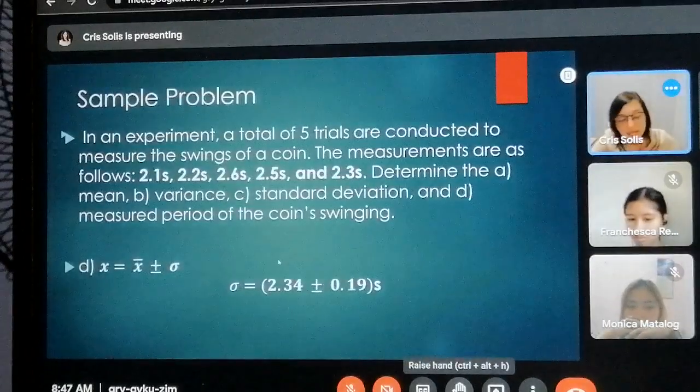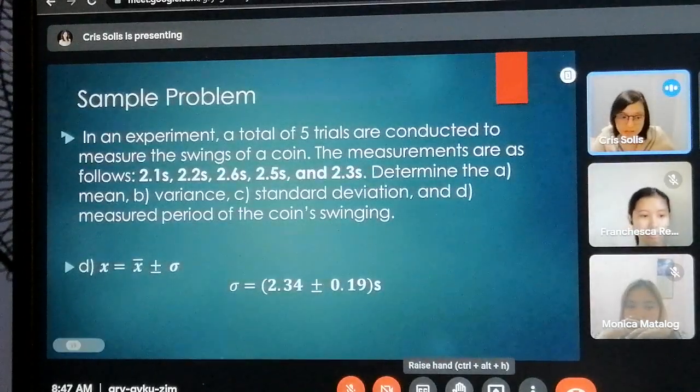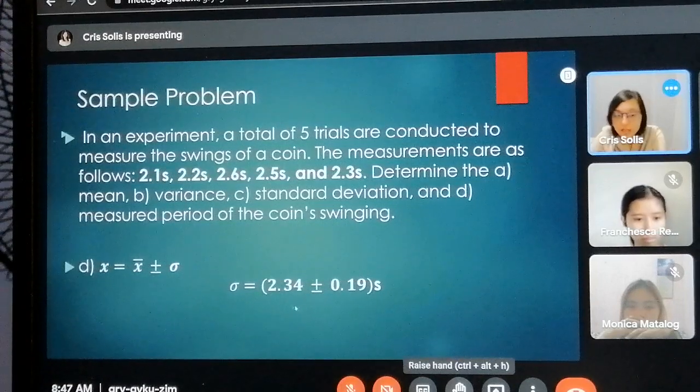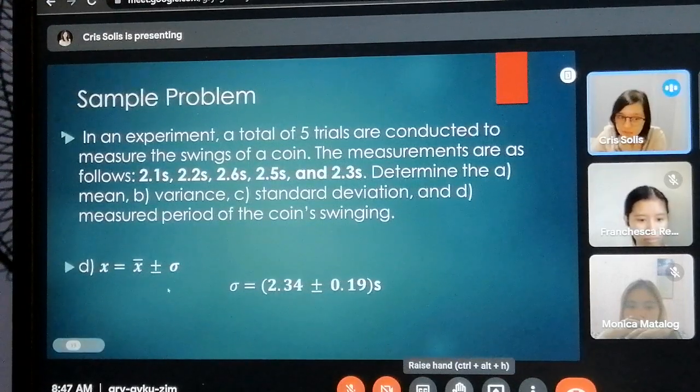Then, last one. We already have your mean. We already have the standard deviation. We'll just copy, we'll just substitute our values to your formula. Yun na yun.